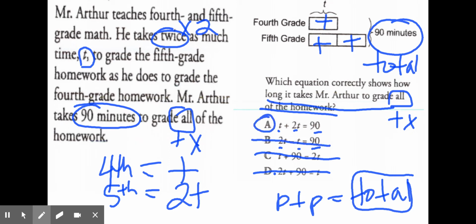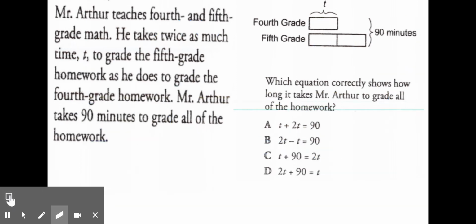So my choice or my answer would be A, because T is 4th grade and 5th grade took twice as much. So we're multiplying T by 2. Anytime you have a number next to a letter, it means to times. And I know that my total is 90. So knowing that your total needs to be back behind the equal sign, and then knowing my in all meant add, that helped me get rid of some extra answers. So let's try another one.